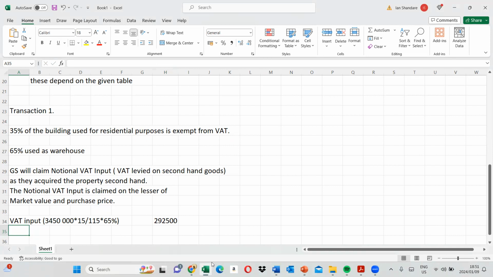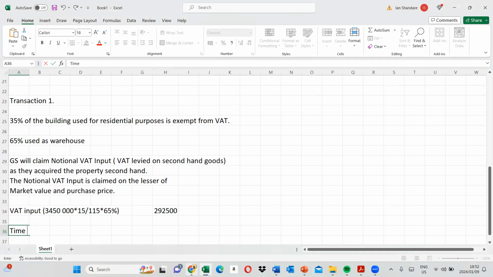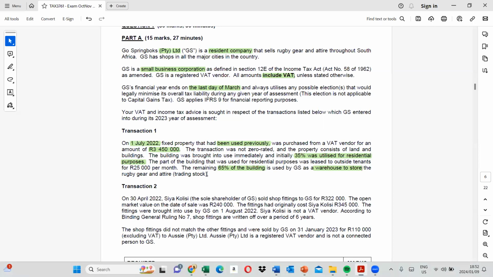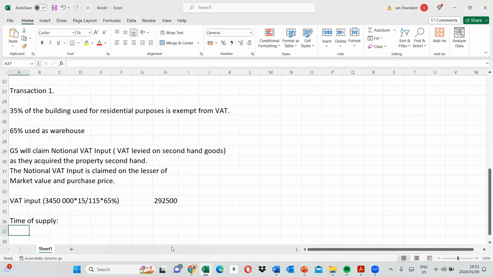I don't know if there's any question in this regard. Sometimes with your question, we state the time of supply. I'm not sure if they were awarding marks, but just to be safe, normally when we have a theory question, we state the time of supply. In this case, the time of supply is the date of the transfer, so 1st of July.